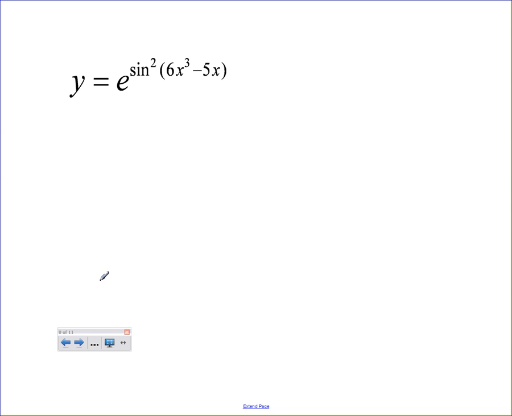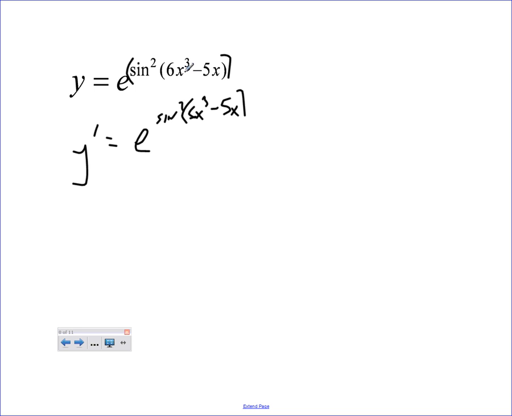Still, the derivative of e to the x is e to the x. And that lets me do some of my favorite sorts of problems ever, something like e to the sine squared of 6x cubed minus 5x, where I can get all my favorite things into one problem. So let's do this. We know the derivative of e to the sine squared of 6x cubed minus 5x is e to the sine squared of 6x cubed minus 5x times the derivative of sine squared of 6x cubed minus 5x.